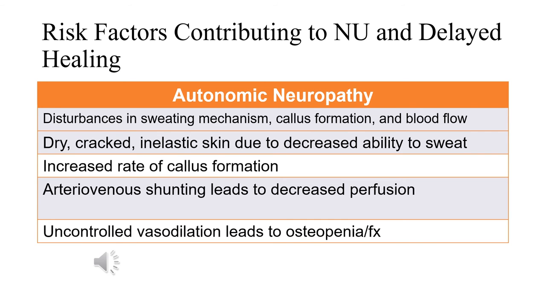And then don't forget about autonomic neuropathy. A lot of these automated processes are sometimes forgotten about, but they're also extremely important. If we lose the ability to sweat or moisturize our skin, the skin in this area can become dry and cracked. We also see significant increase in callus formation. That callus can increase pressure underneath it and cause bleeding and ulceration, similarly to how a pressure ulcer develops. We also see arteriovenous shunting, which decreases the perfusion to the area. And when the blood capillaries stop functioning normally, we see uncontrolled vasodilation. When that happens, the bones can actually respond by fracturing and developing osteopenia.